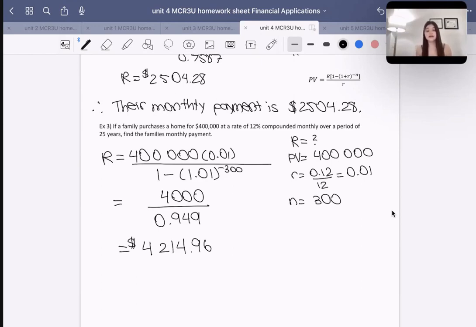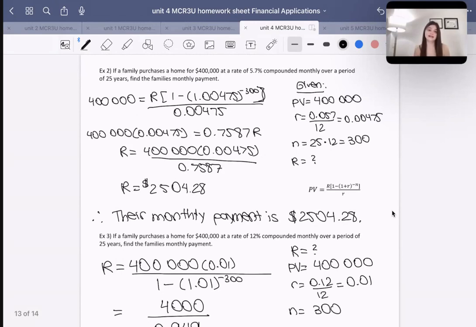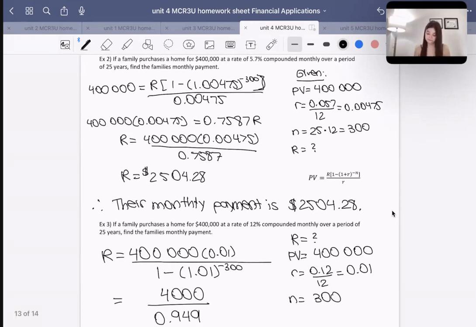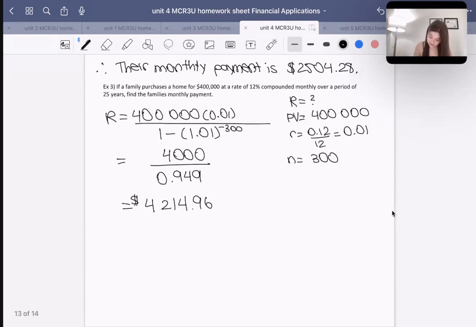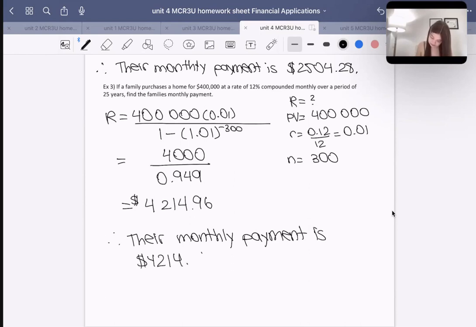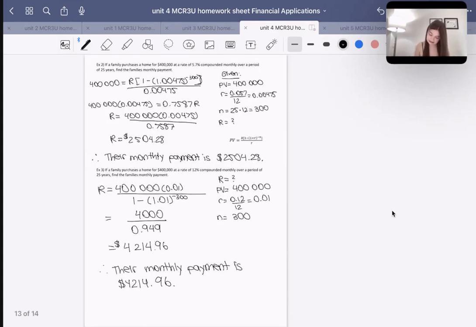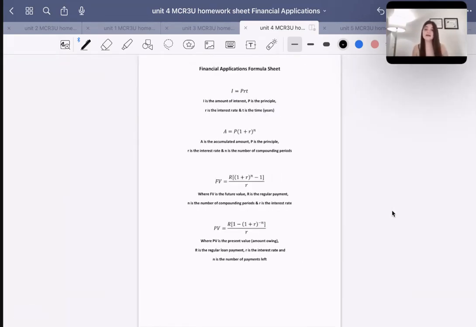Now, generally, interest rates for homes are not going to be as high as 12%. Even 5.7% is a high interest rate for a home loan, at least in Ontario. So yes, but in this hypothetical situation where for some reason they agreed to a 12% interest rate and that was the best the bank could do for them, their monthly payment is $4,214.96.